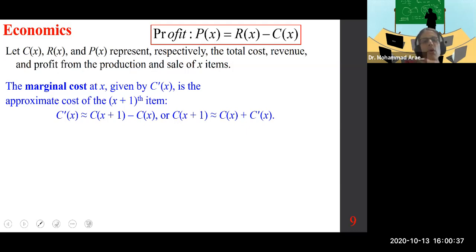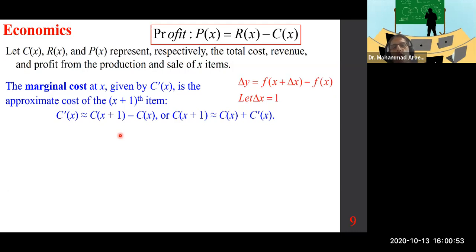Now, if you can calculate C prime of x easily, you can calculate C of x plus 1 minus C of x easily. They happen to be almost the same, because delta y, if you recall, is f of x plus delta x minus f of x, and delta x is roughly 1. For items production, remember delta x approaches 0. I hope everybody remembers that when we did the differentiation, delta x or h. But when delta x is 1, that's small enough, and that's why the definition of marginal cost.